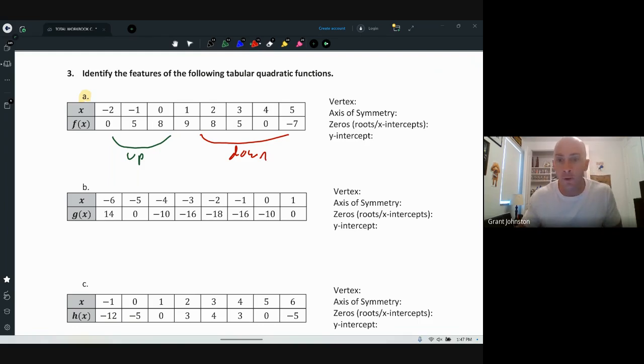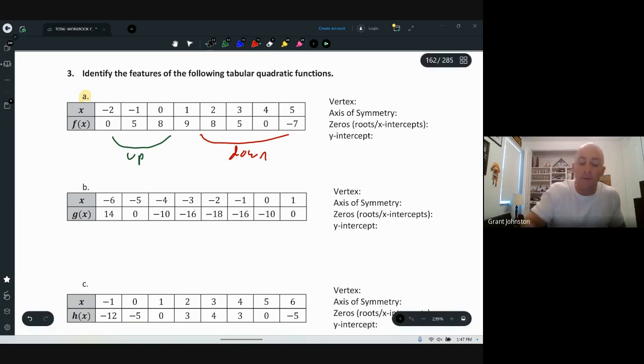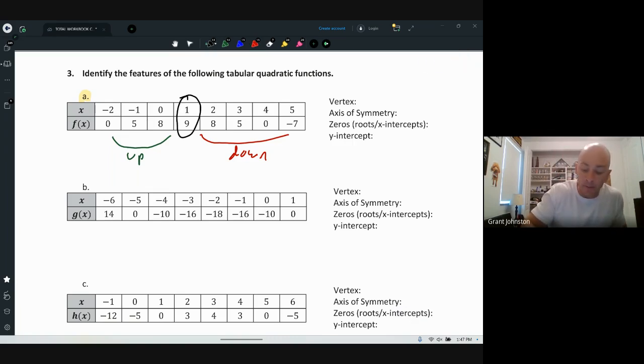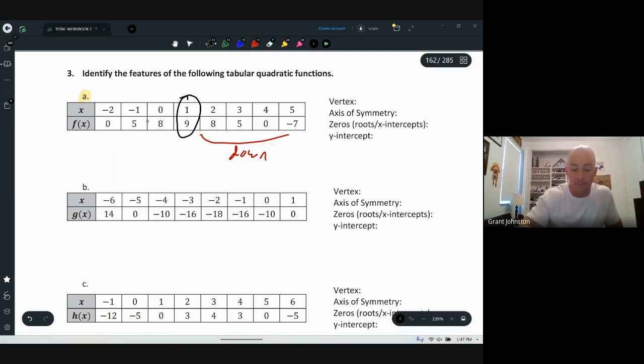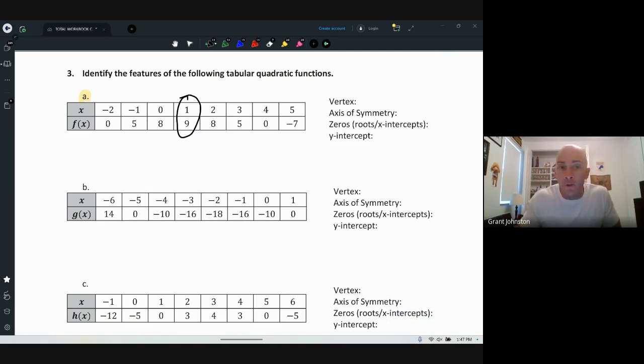And you don't have to write what I just wrote there. So it starts to go up, and then once it hits 9, it starts going down, the y values, right? So that means the vertex, our maximum point, had to be here. Think of it, it goes from 0 to 5 to 8 to 9, then back down to 8, then back down to 5, then back down to 0, and then it goes even farther down to -7. So the vertex is at 1, 9.